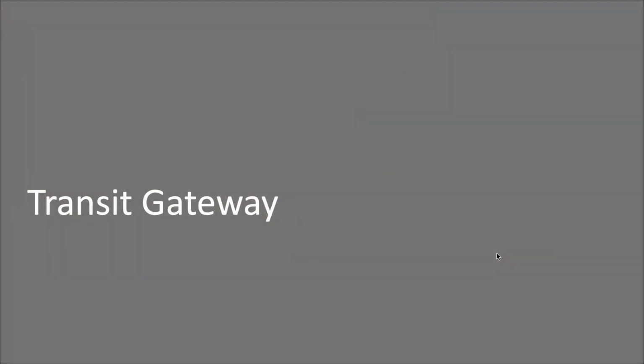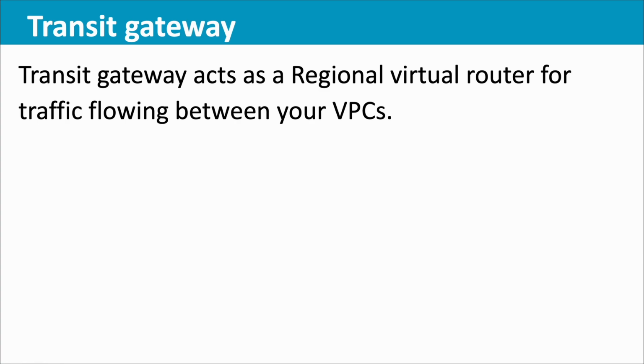Okay, let's begin. So let's understand what is Transit Gateway. Transit Gateway is actually a regional virtual router for traffic flowing between your VPCs within a region or between your VPC in region A to another VPC in region B, or it can also act as a router between your VPCs and your on-premises networks.